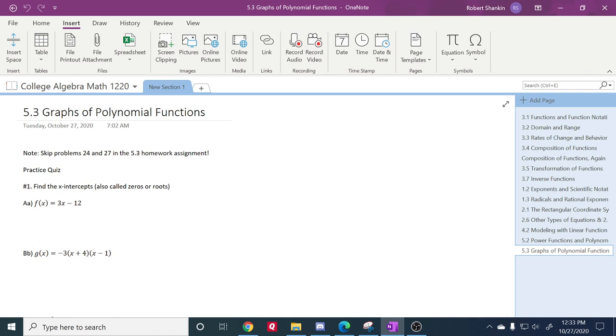Also, exam number 2 is a week from today, next Tuesday, and before Thursday I'll be posting something that's kind of like a practice exam that you can use as you study and get ready for the exam on Tuesday.